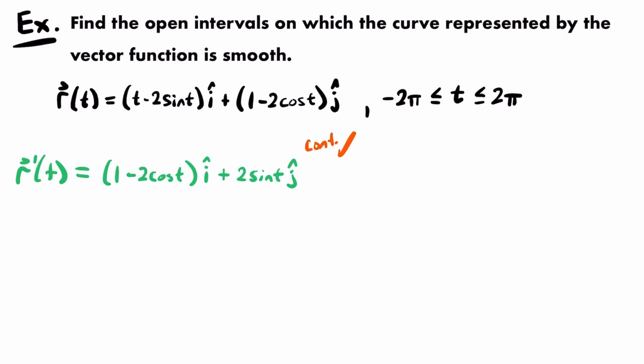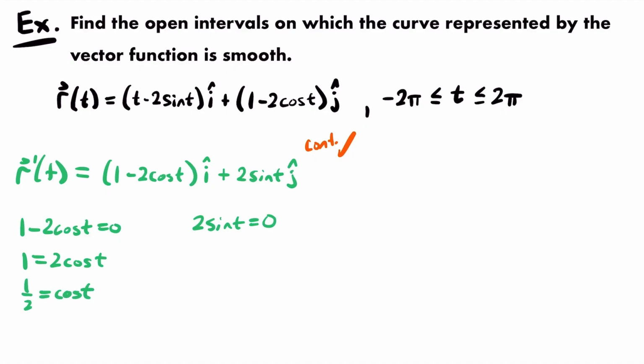But now, let's set both of these components equal to 0 and see if they are equal to 0 at the same values of t. So we'll have 1 minus 2 times cosine t equals 0, and 2 sine t equals 0. Let's start with 1 minus 2 cosine t. If we add 2 cosine t to both sides of the equation, we'll have 1 equals 2 times cosine t, and then dividing both sides by 2 gives us 1/2 equals cosine t.